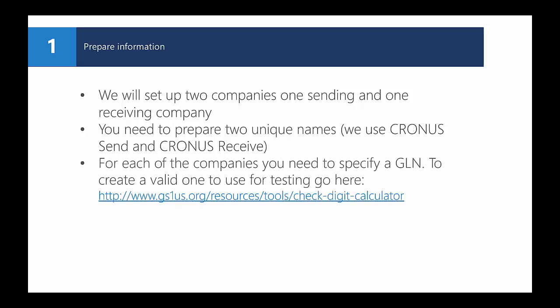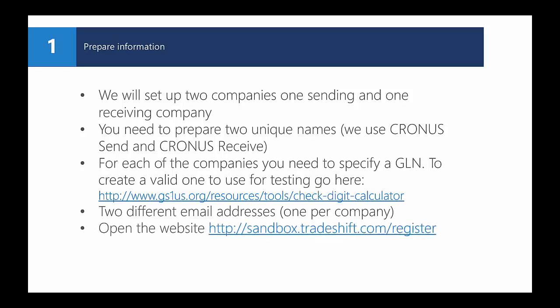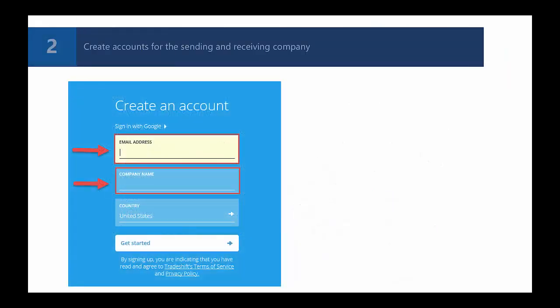For each of the companies, you need to specify a GLN number. To create a valid one to use for testing, you can go to this website. You need 2 different email addresses, one per company. Now open the website for the sandbox and register both accounts. Start by creating 2 Tradeshift accounts with 2 unique email addresses and company names.